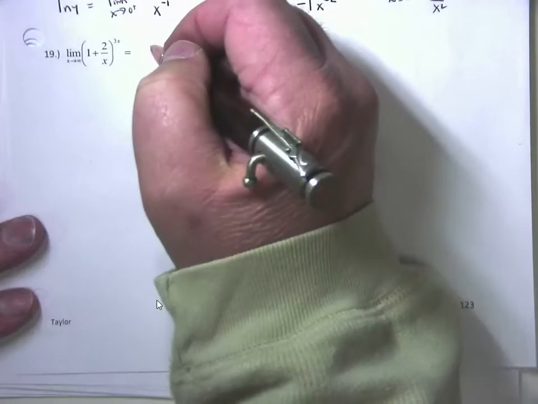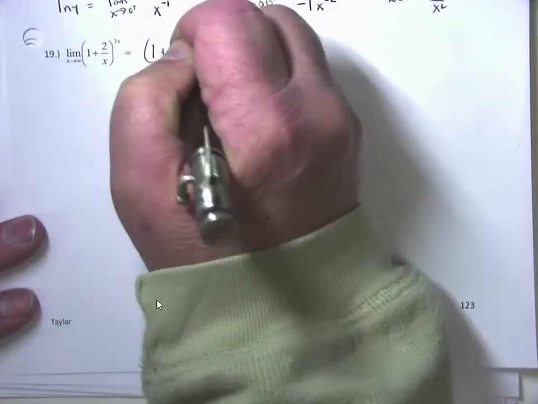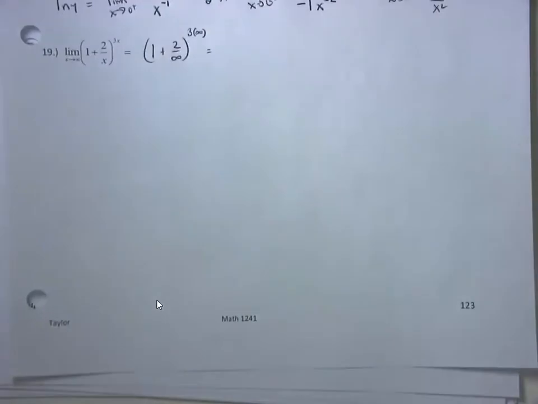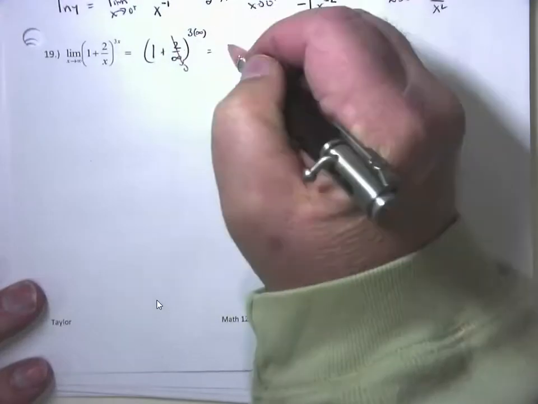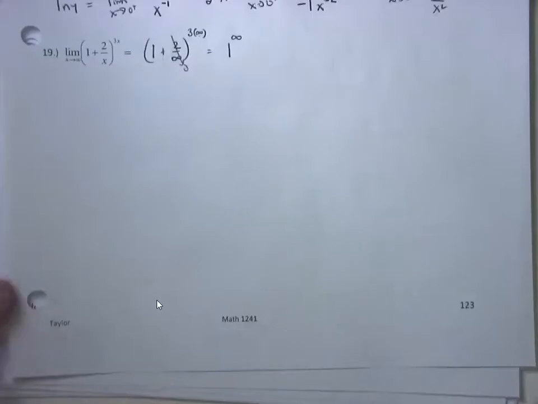First rule of limits, plug it in. This will be 1 plus 2 over infinity raised to the 3 times infinity. What's 2 divided by infinity? When you've got a fraction and infinity is in the denominator, what's this thing going to go to? 0. Plus 1 is 1. 3 times infinity is infinity.